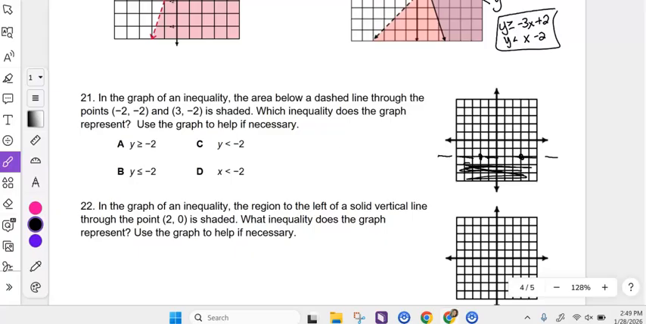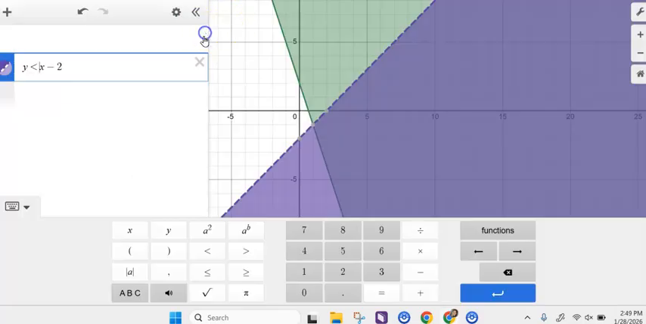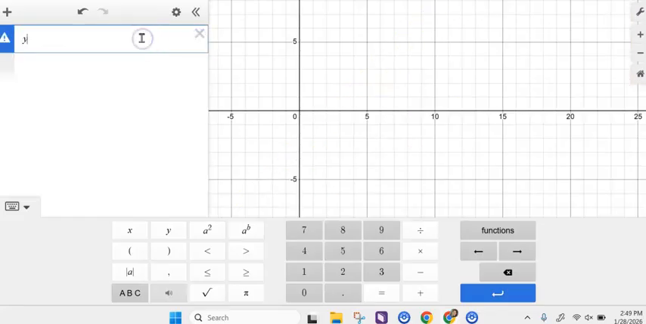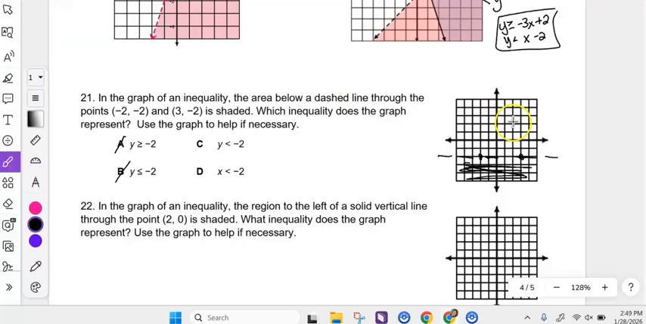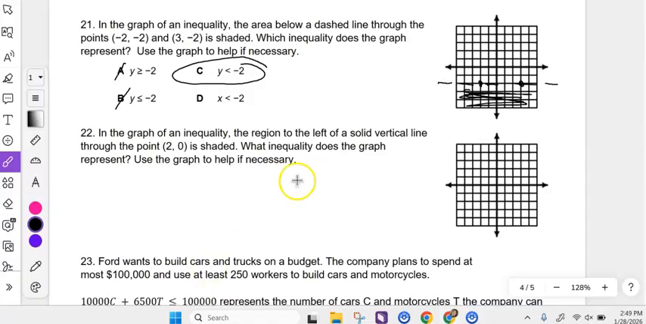So first, to start with, I know it's not going to be A or B because that's or equal to. I can go to Desmos and I can say, okay, y is less than -2 because that's where it crossed the y-axis, and that's exactly what it looks like. So it's C.